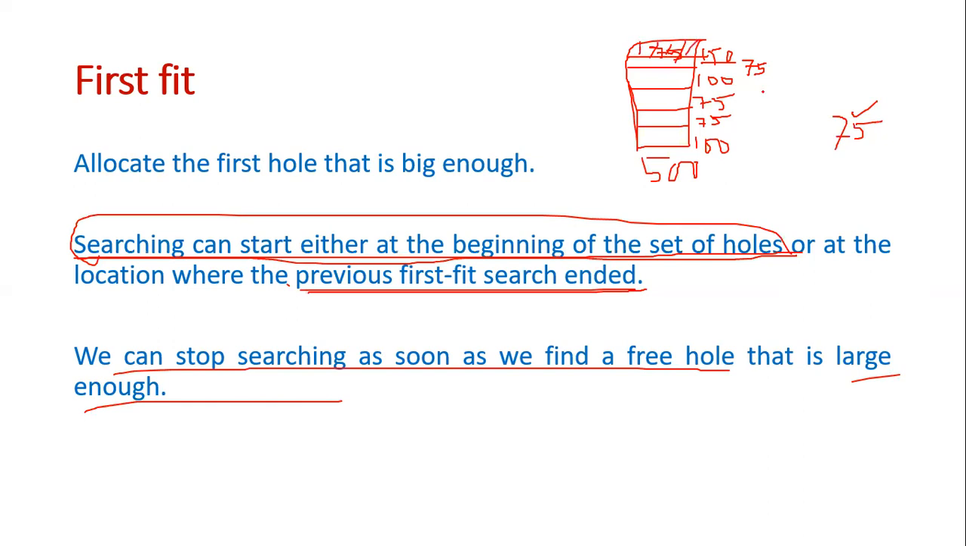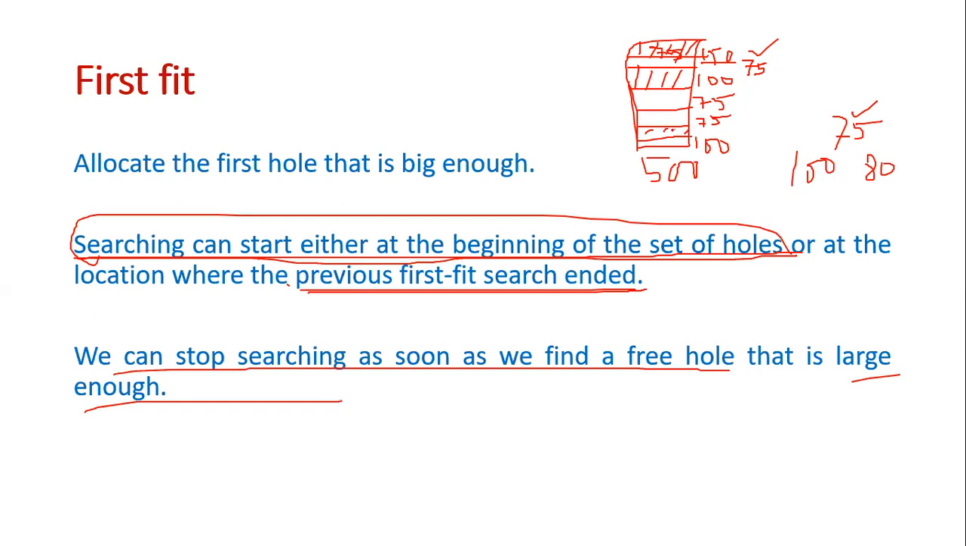Next, I want to allocate 100. In this case, it first searches here. We have only 75 free space. The next hole is 100, so here 100 is allocated. If you want to allocate 80, initially there is no space, and this space is already allocated. 75 is not enough, 75 is not enough. So from this 100, 80 is allocated.